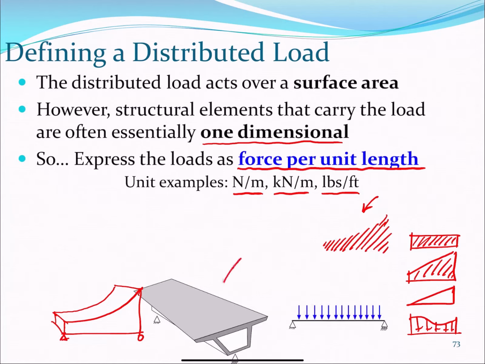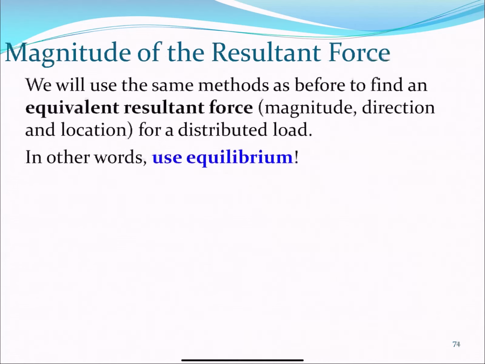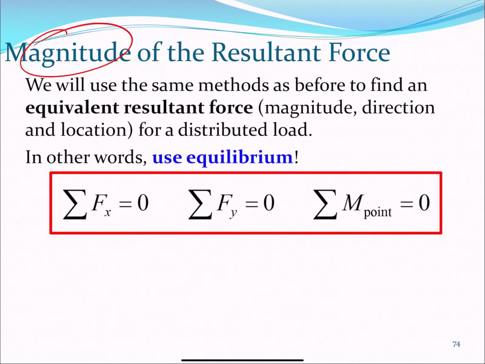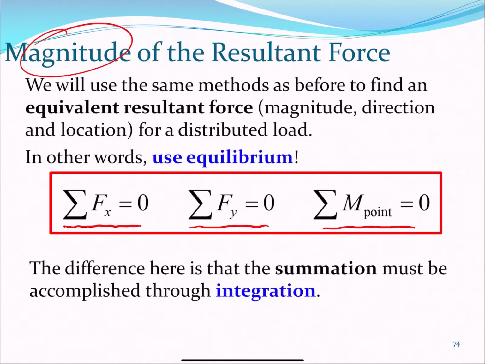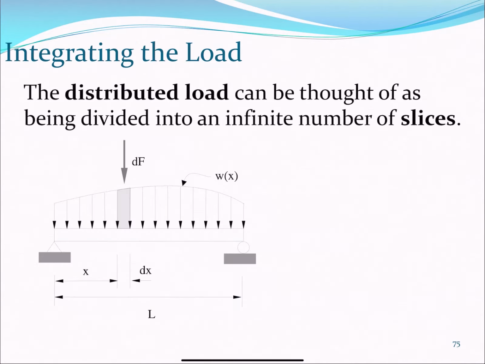So a little bit more about 3D pieces, and expressing those as unidimensional objects with a linear load. So how do we get the total, the magnitude of the resultant force? Well, we use equilibrium, because that's what we are accustomed to do. So we're going to use sum of forces in x equal to 0, sum of forces in y equal to 0, and sum of moments at a given point to help us do these calculations. In some cases, we'll have to do integration. That's where the calculus comes in.